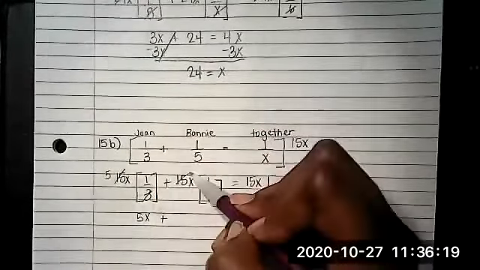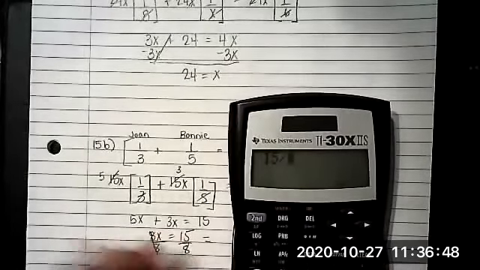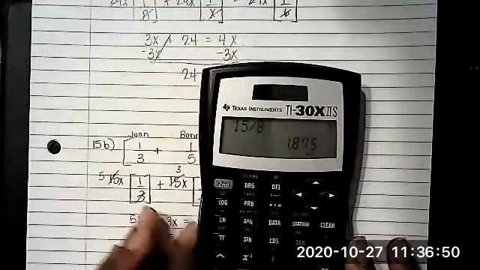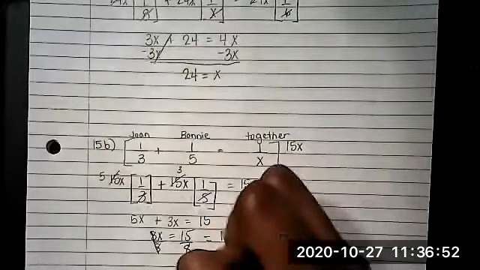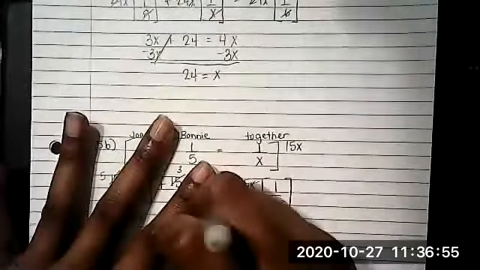And of course, divide by 8. So your x is going to be equal to 15 divided by 8, which gives me 1.875. 1.875 is what you're going to get for that. And they're saying how many hours, so it's going to take 1.875 hours. Okay, if they work together.